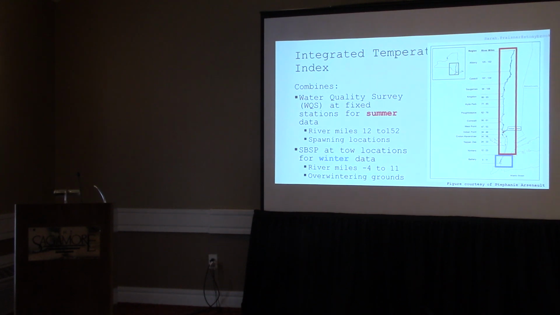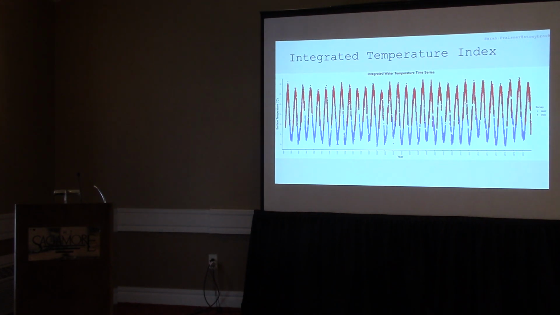This is also because the Battery wasn't sampled in this main water quality survey. So the spatial and temporal coverage don't really line up, so that's why I created this integrated temperature index. What we get from that is this beautiful temperature index where the red points, of course, are the water quality survey, the blue points are the striped bass sampling program, and the surface temperature is from 0 to 30 degrees Celsius along the bottom.